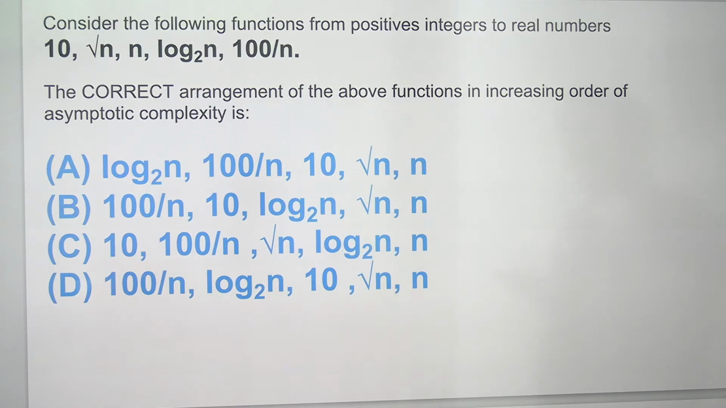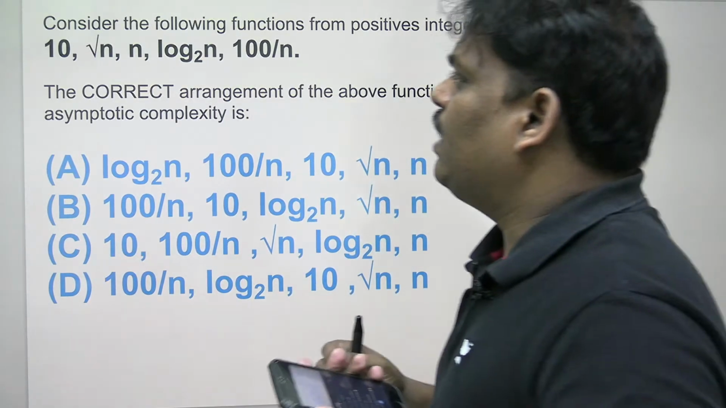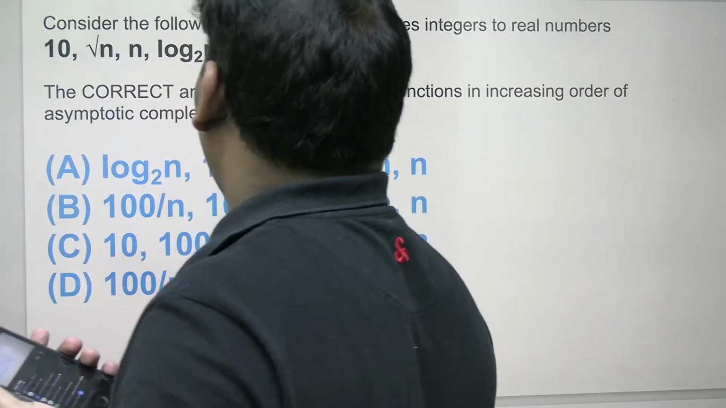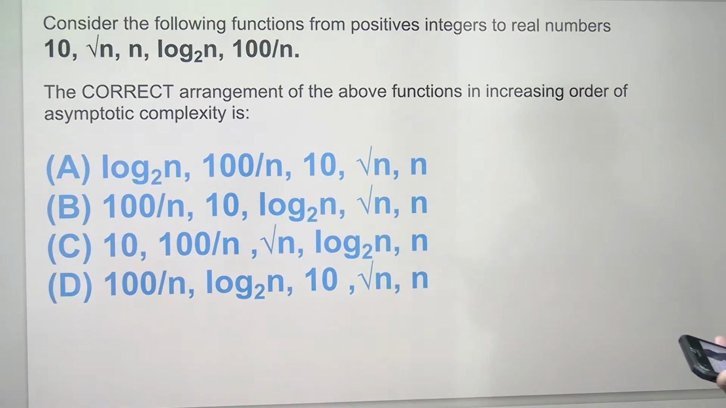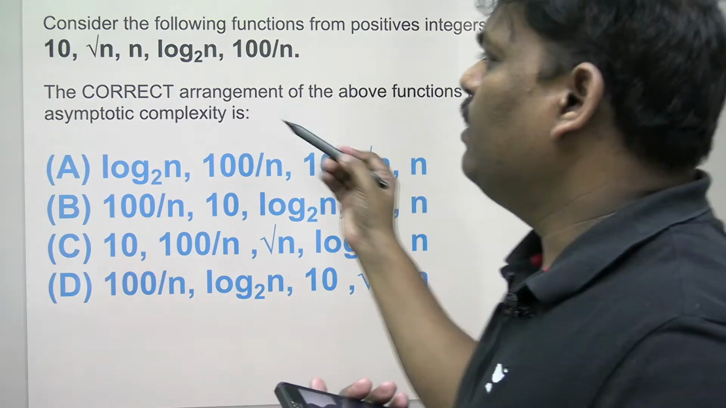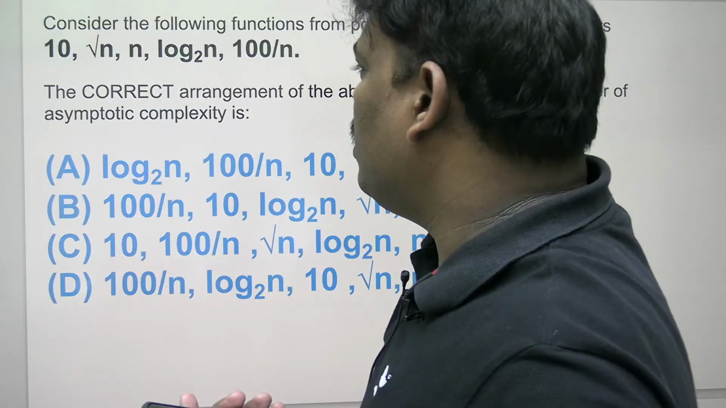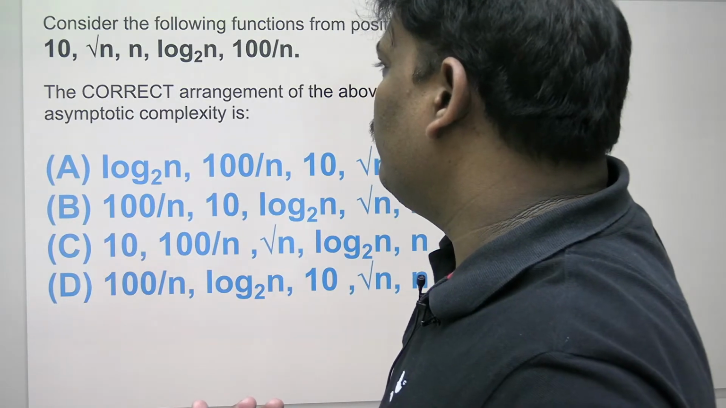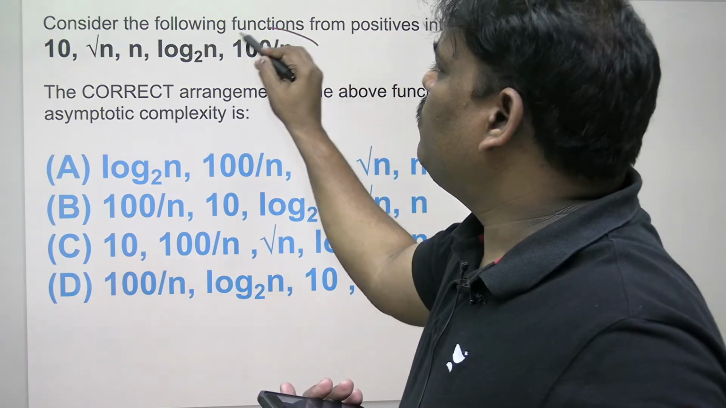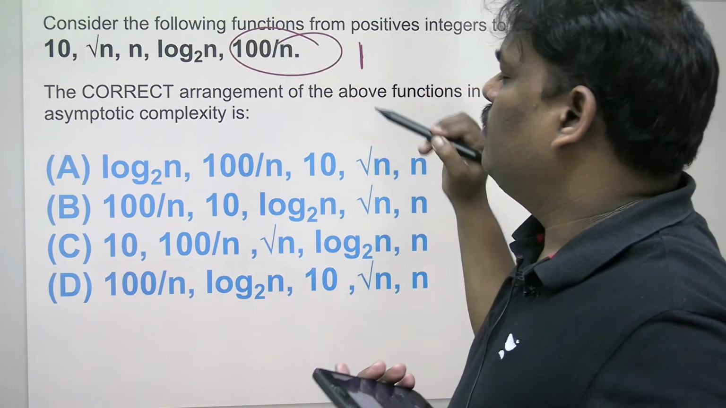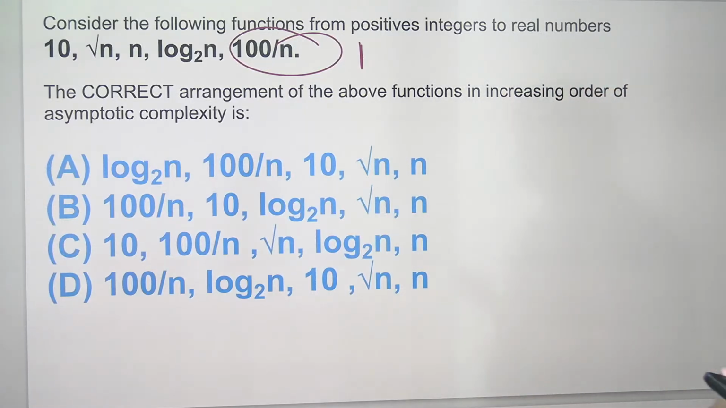Let's see this problem. Consider the following functions from positive integers to real numbers: 10 root n, n log n, and 100 by n. If you observe clearly, among all of them, which one is smaller? I think this is the first smaller, because 100 by n is a decreasing function, and it can be less than 1 also.